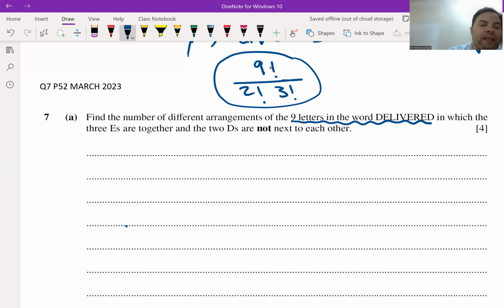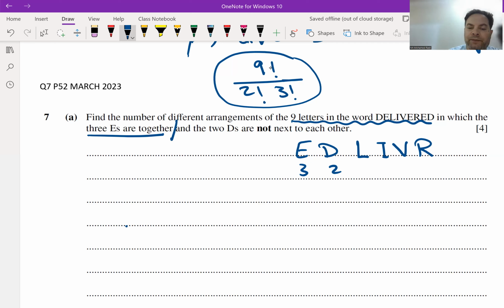In which the 3 E's are together. Stop. We have 3 E's, and we have D, 2 letters repeated, and 1 L, 1 I, 1 V, 1 R. If you count now, it will be 9: 3, 2, 5 plus 4, 9. In how many ways can we rearrange them in a line?